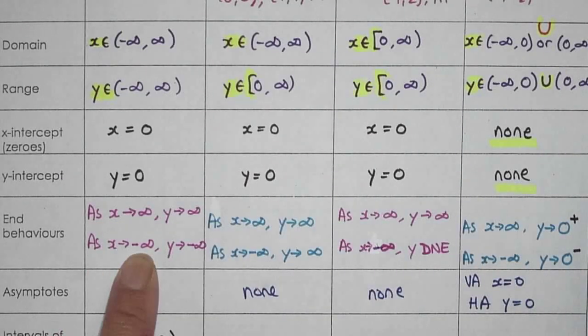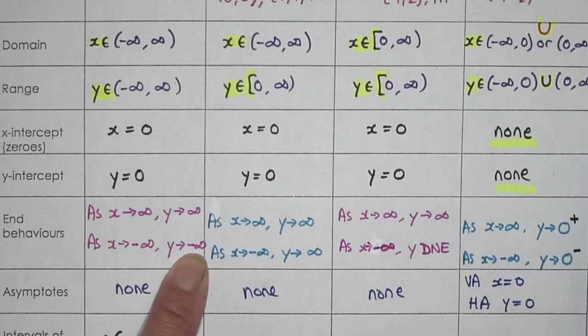Here on the left side, so as x approaches negative infinity, the very left side of the graph, y approaches negative infinity, it heads down. So it heads down.